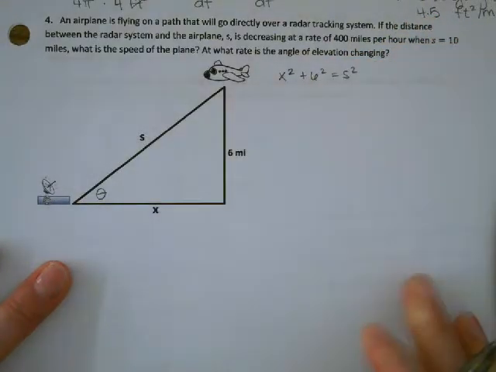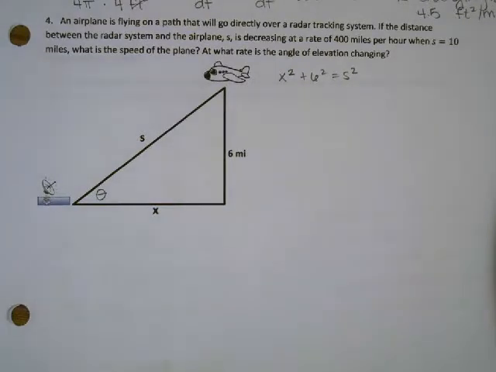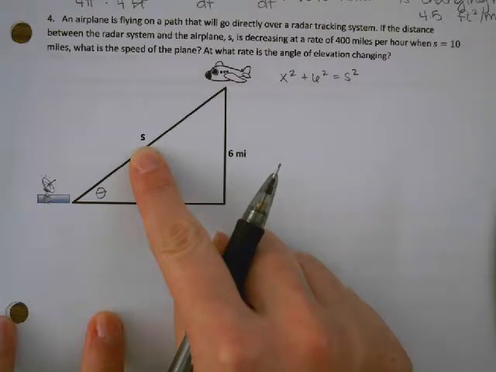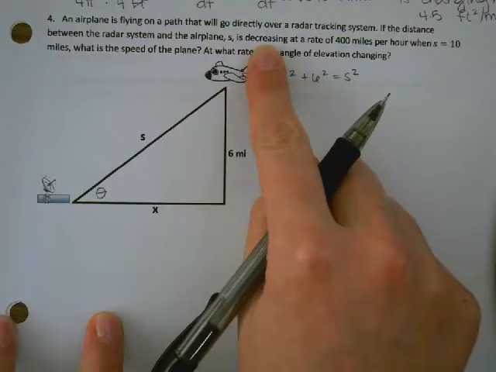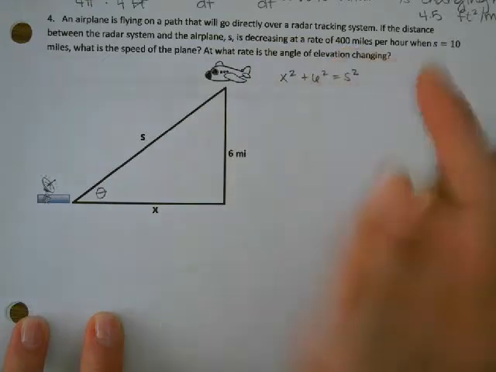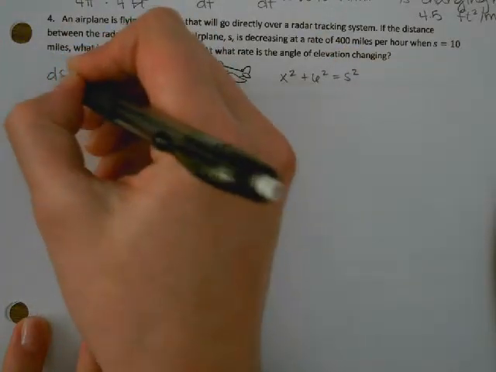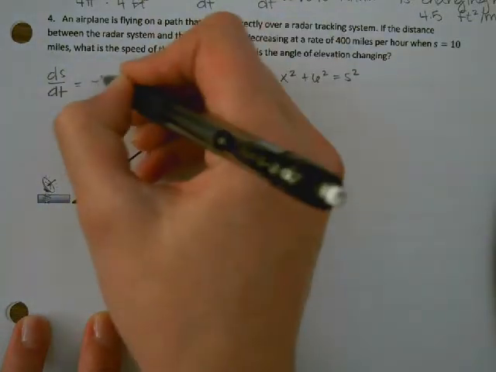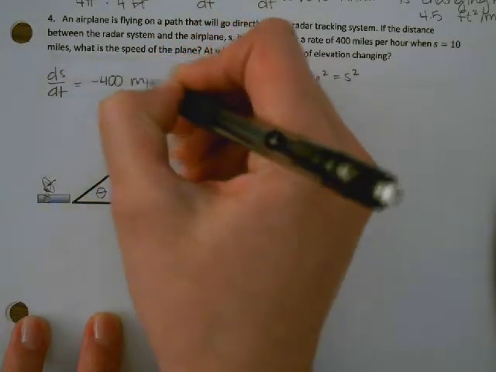We like that. Right? So that's a good equation for us to have, right? Because that's what we have for a right triangle. We also know from the problem that the rate of change of s is decreasing, so it's going to be a negative number, 400 miles per hour. So I'm going to say that ds dt, the rate of change for s as time goes on, is negative 400 miles per hour.